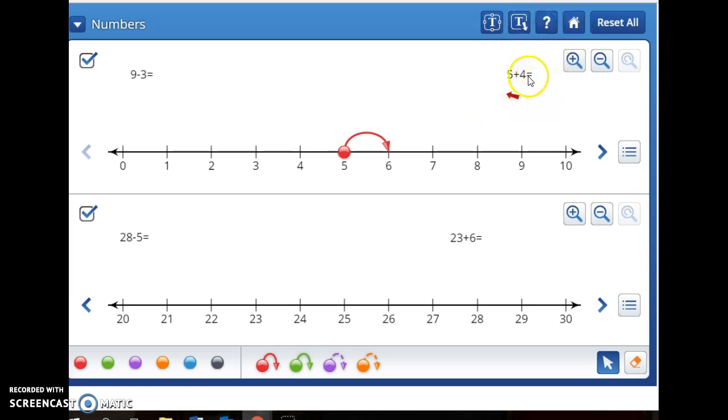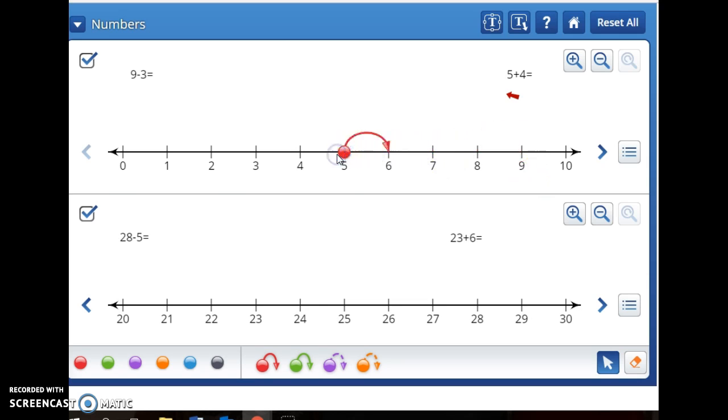So usually we tell students to find the big number, which would be 5, and then to do 4 hops forward. So we're starting on 5, and we're hopping 1, 2, 3, 4. And then you would say, what number did we land on? 9. So 5 plus 4 would equal 9.